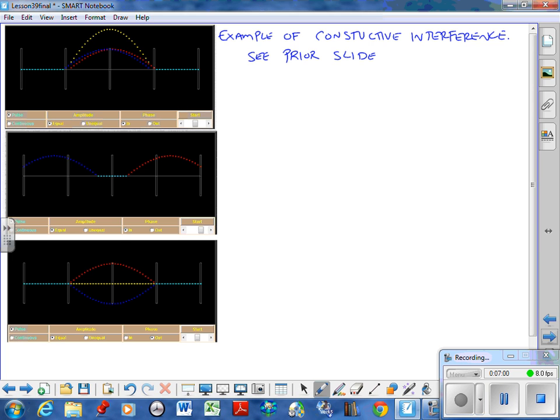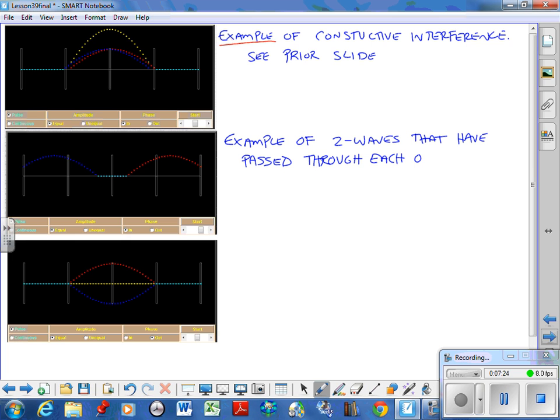All right, the next one. Here's the example of 2 waves that have passed through each other. And you'll see that there's no change. Okay, so they pass through each other. They have the exact same properties as before. And finally, the last one is destructive interference down here.